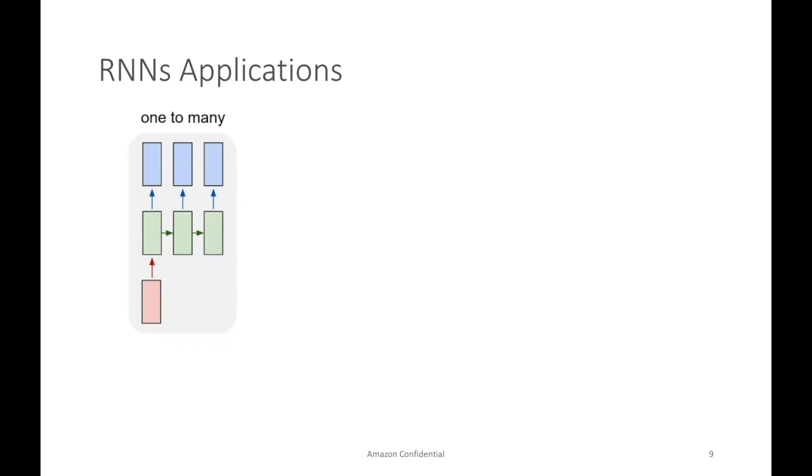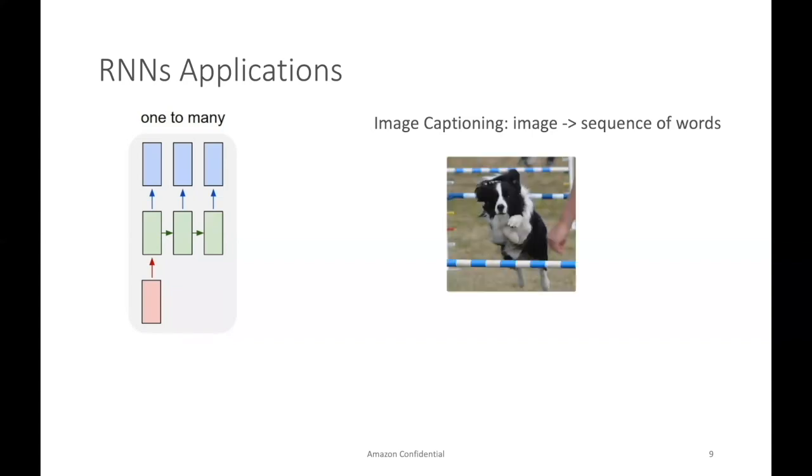Similarly, there can be one to many also, like for example, if you have an image and that image needs to have a caption and you are using a RNN to generate caption from an image. Then for example, this image here, you would want a caption which says black and white dog jumps over the bar. This is a pretty appropriate caption, and it would basically use an RNN inside which takes the image and then generates the caption.